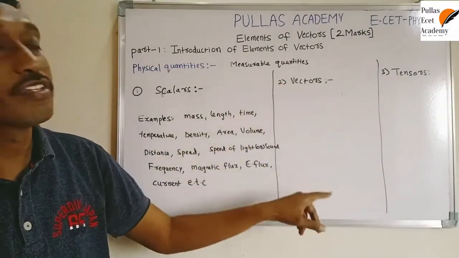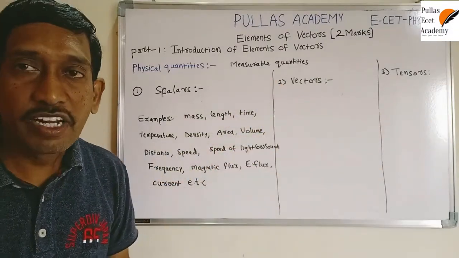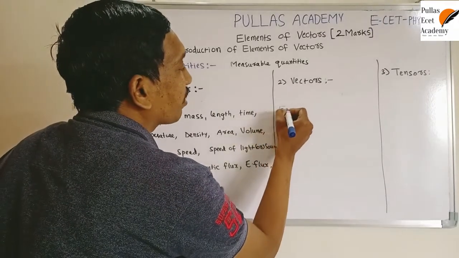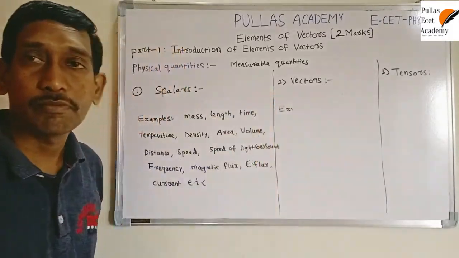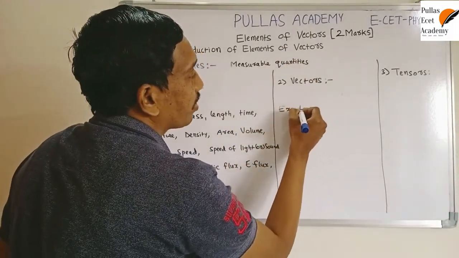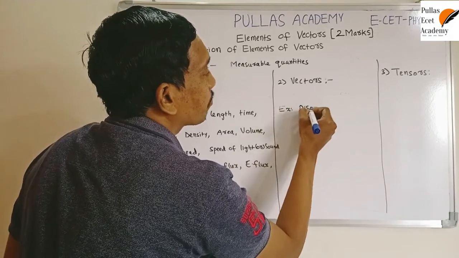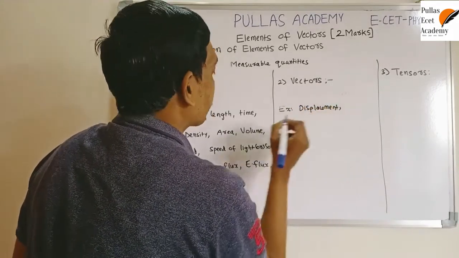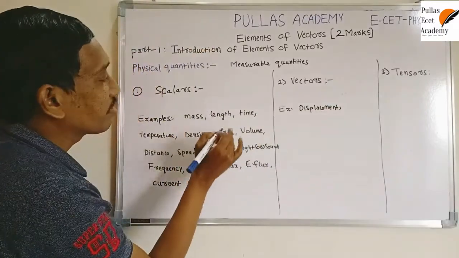Okay, so this is about the vectors. Here also examples are important. What are the examples of vectors? Okay, the best example of a vector is displacement. Displacement is a vector quantity. Next, a quantity similar to displacement is distance.